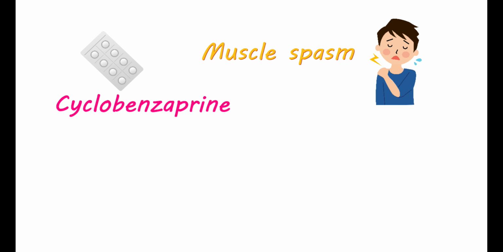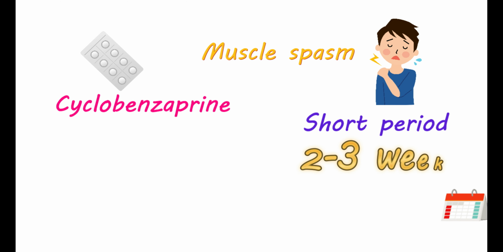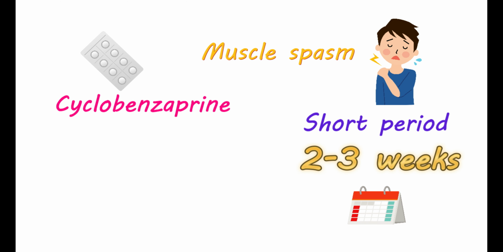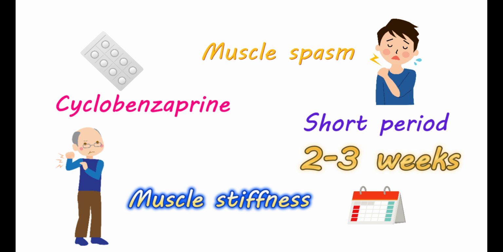Where is it used? Cyclobenzaprine can be given to you to relieve symptoms of muscle spasm. It is used for a short period of up to 2 to 3 weeks. It can relieve muscle stiffness and immobility. This can help relieve pain in muscles.